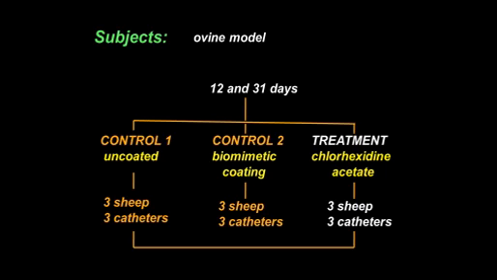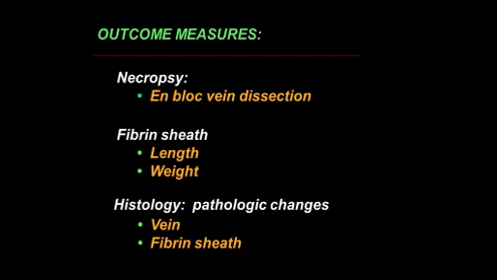We had 3 groups this time. We had a control uncoated catheter, we had a control predicate device with a biomimetic coating, and then we had the chlorhexidine acetate test catheter. There were 3 sheep in the control groups and 3 sheep in the treatment group.